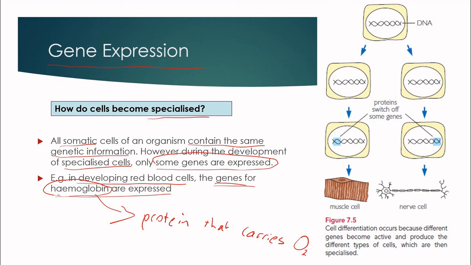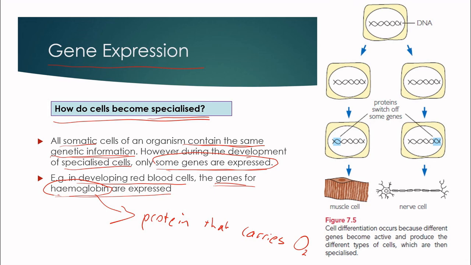Depending on what type of cell you are, different parts of the genomic sequence will be expressed when they're starting to become specialized. So imagine a muscle cell full of mitochondria. Well, there's a gene in there that would increase the number of mitochondria that are produced when a muscle cell is beginning to specialize into that particular role. So how do cells become specialized? They all have the same genetic information to start with. However, during development, only some genes are expressed depending on what you are going to specialize in.